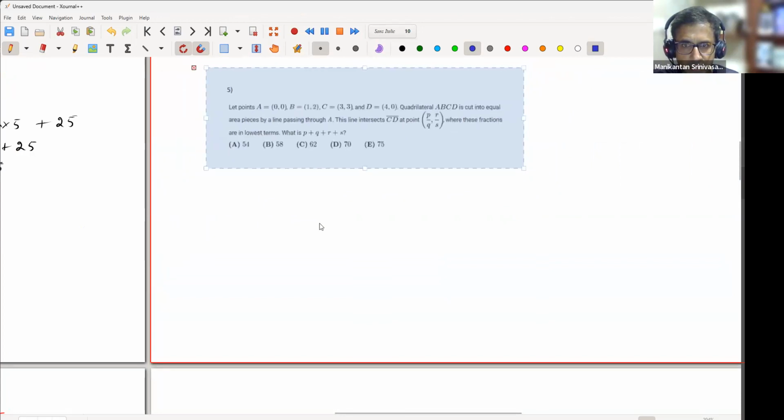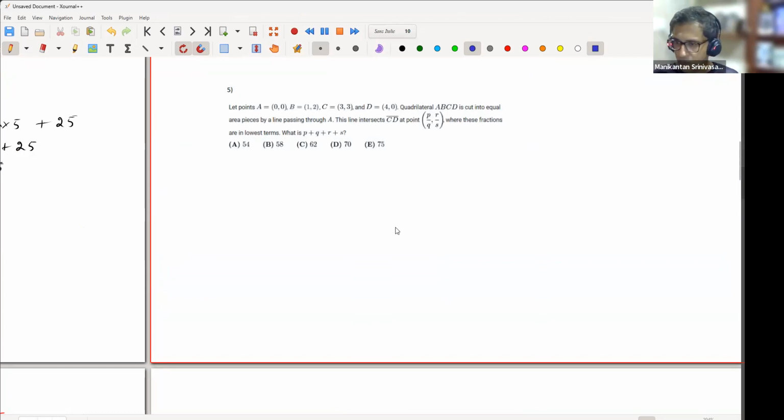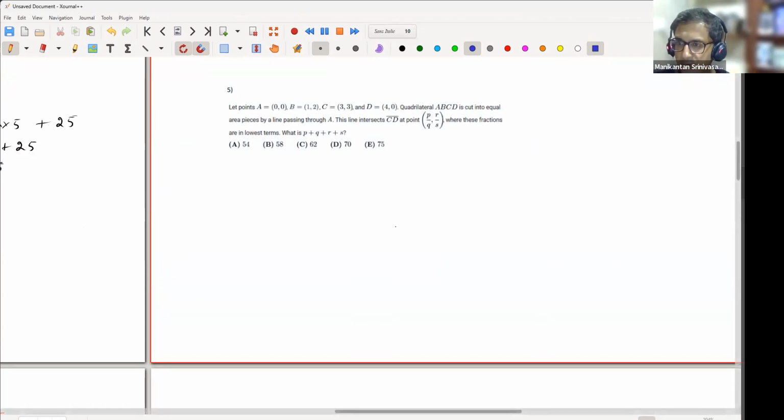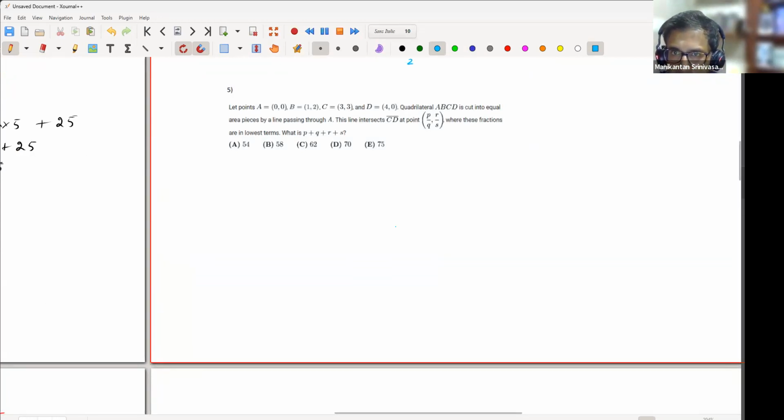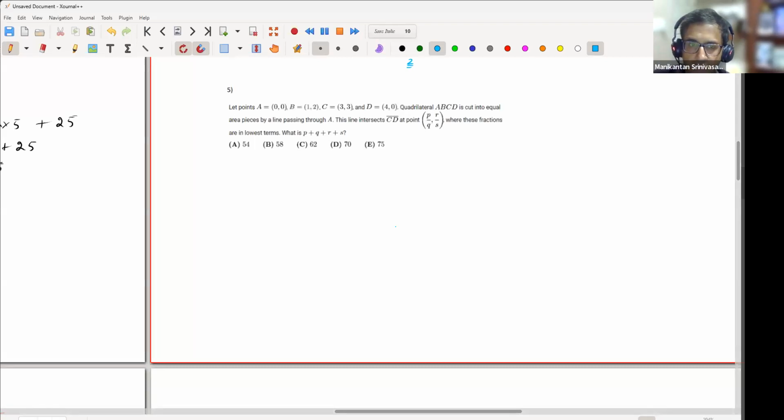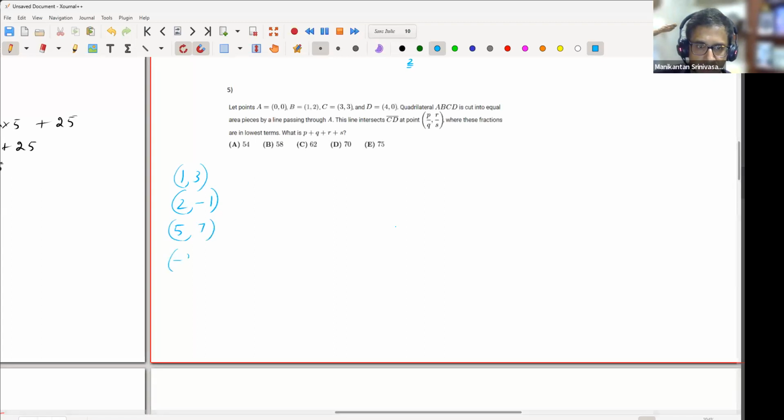Okay, so this one, before we do this question, I just want to tell you a simple way of calculating the area of any polygon. It does not have to be a triangle or a quadrilateral, it could be a heptagon, anything. Let's say the coordinates are given to you. I'll make up some coordinates. Let's say it's a quadrilateral: 1,3; 2,-1; 5,7; and -3,-4. These are the 4 coordinates of a quadrilateral PQRS.